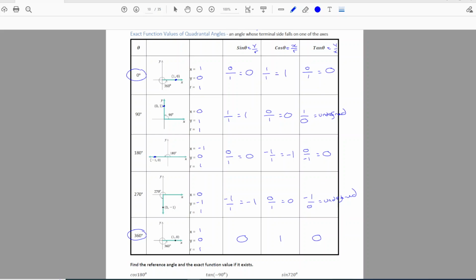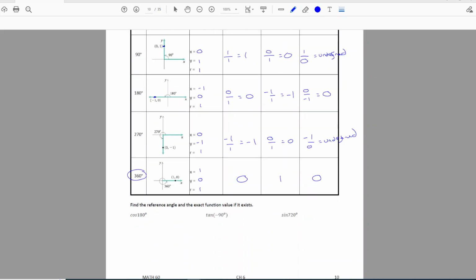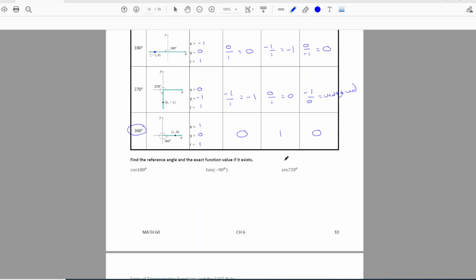So now you're going to be asked to find the reference angle, if possible. These ones aren't going to have reference angles, and the exact function value if it exists. So these questions are lumped in with the special triangle questions, but I separated them out just so that you could get them really clearly.